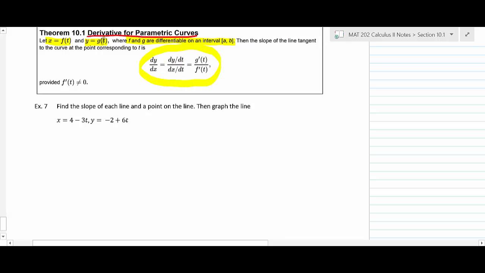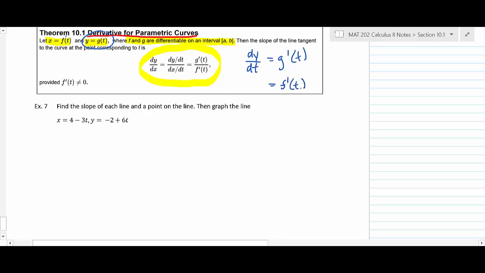So what you do is, if you're going to find the derivative of y, you just do this, okay? You do dy over dt. That's how you get the derivative of y, okay? And that is going to be g prime of t, okay? That's what that is, okay? Then if you want to find the derivative of x, well, that function is f prime of t.